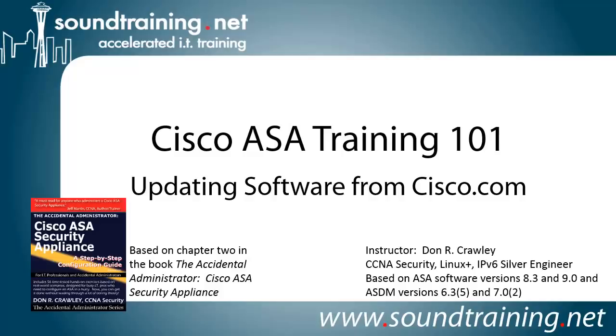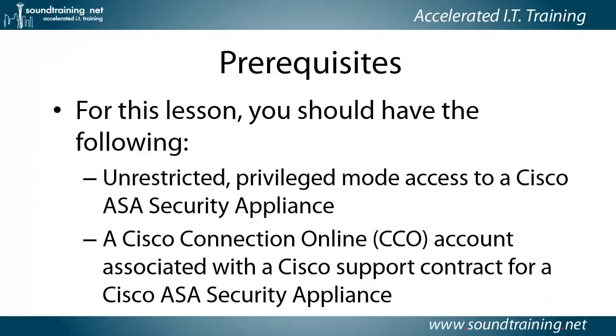This time we're doing updating software from Cisco.com. It's based on Chapter 2 in my book, The Accidental Administrator, Cisco ASA Security Appliance. We're using ASA software version 8.3 and we're going to upgrade it to 9.0, and ASDM version 6.35, which we're going to upgrade to 7.02. Although the procedures that we're going to show you are very similar regardless of the versions. As long as they're fairly recent versions, it should work and be very similar. Some of the labels might be slightly different, but fundamentally it'll be the same thing.